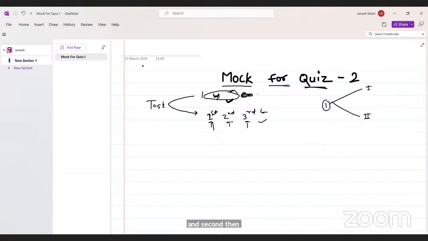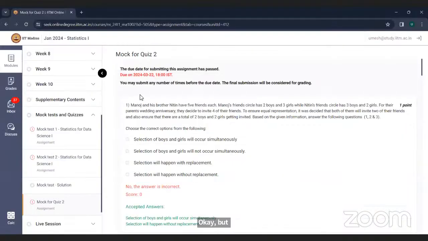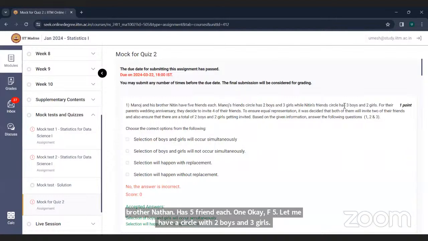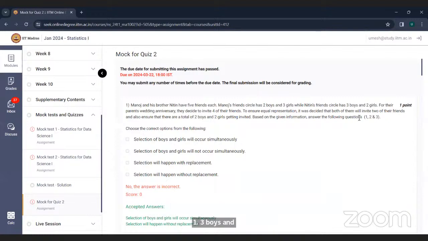Okay, let's see the first question. Manoj and his brother Nitin have five friends each. Manoj has a friend circle with two boys and three girls, while Nitin's friend circle has three boys and two girls. Okay, I have written two and three.